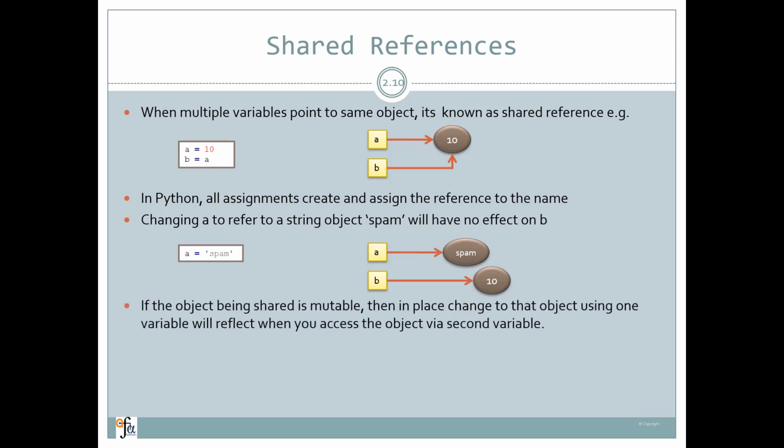Things get interesting if two variables are referring to the same object and that object happens to be of mutable type. So any change made to that object with one variable will be reflected when you access the object via the second variable. If this was a mouthful, don't worry, this will become crystal clear as we move along.